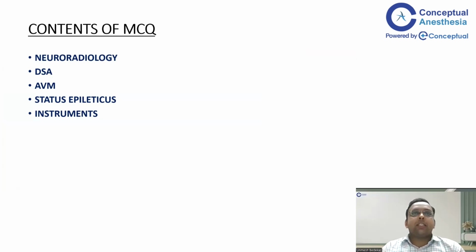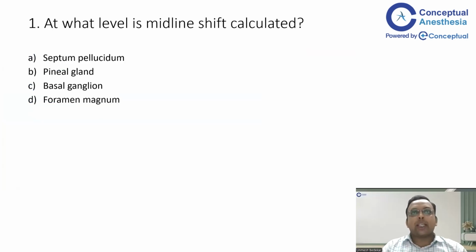So the first question is, whenever a patient comes to you in the casualty and you have a CT scan of the patient with you and you're trying to assess what damage has been done neurologically, a basic radiological parameter here is midline shift. So at what level is the midline shift calculated? The answer is septum pellucidum.